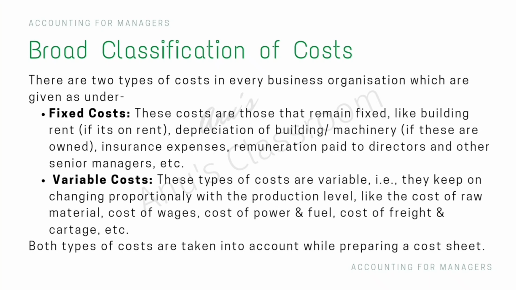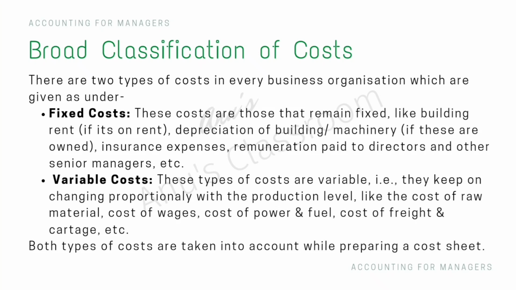Now, another classification of cost is based on whether they are fixed costs, that is, costs which remain fixed. If you are renting a building, then the building's rent is a fixed cost. It will not change depending upon your production volume. It will change only if you choose to rent an additional building, or if you choose to not rent a portion of the building which you were earlier renting, right?